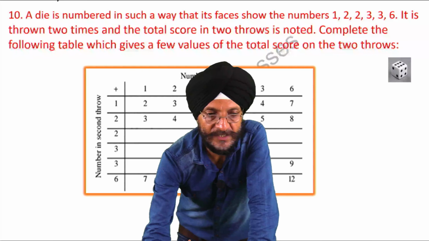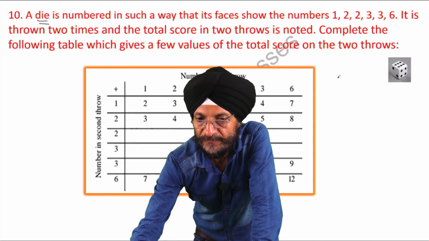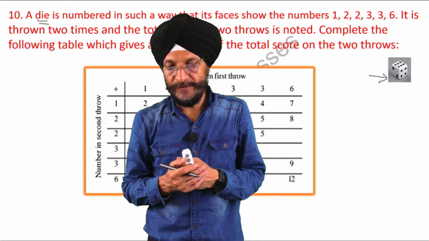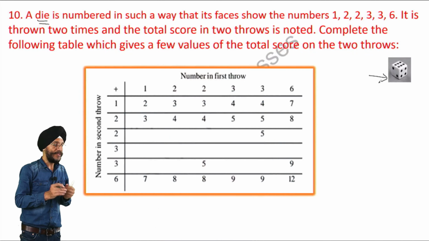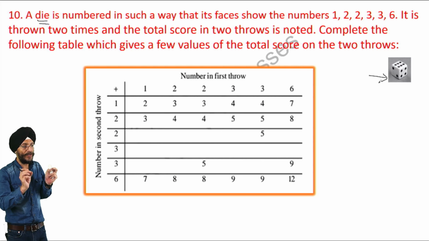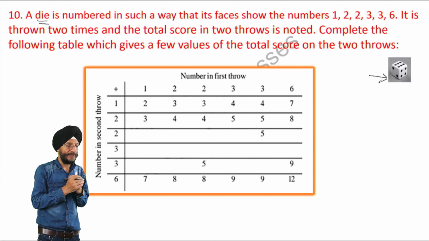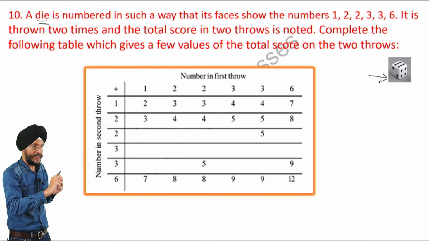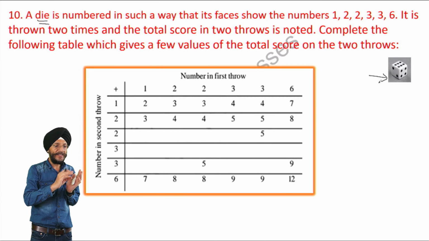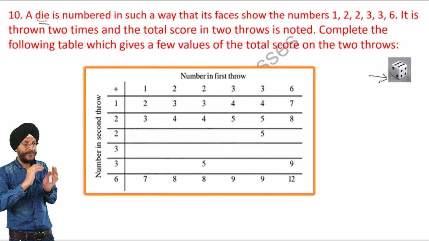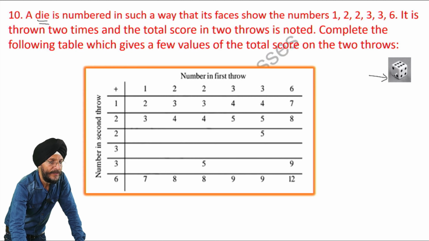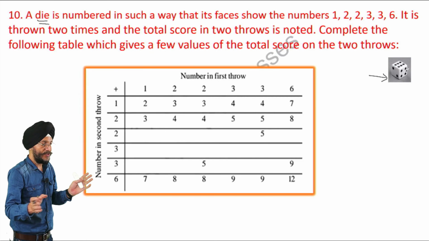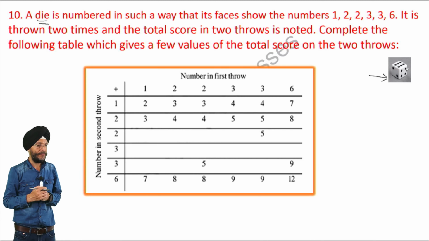First of all, we must understand the meaning of die. It is this object which we use in games. Die is the singular of dice. If there is only one single piece, it is known as die, whereas if there are more than one pieces of this, it is known as dice. So there is no difference between die or dice.